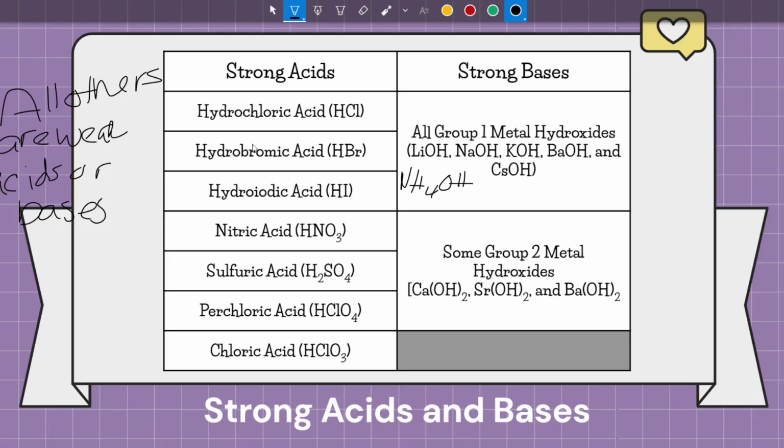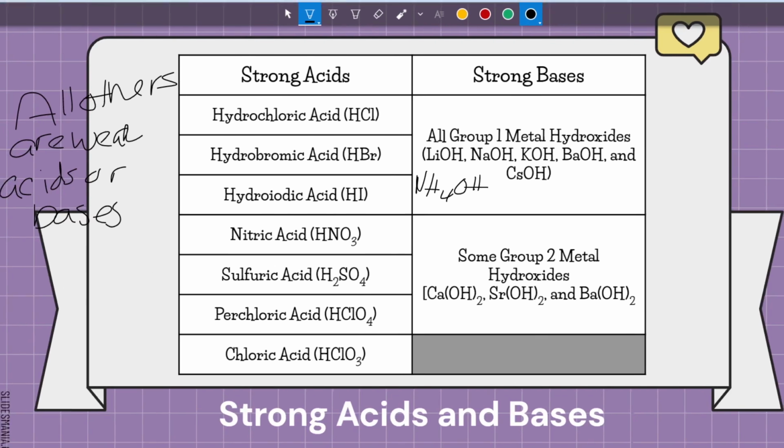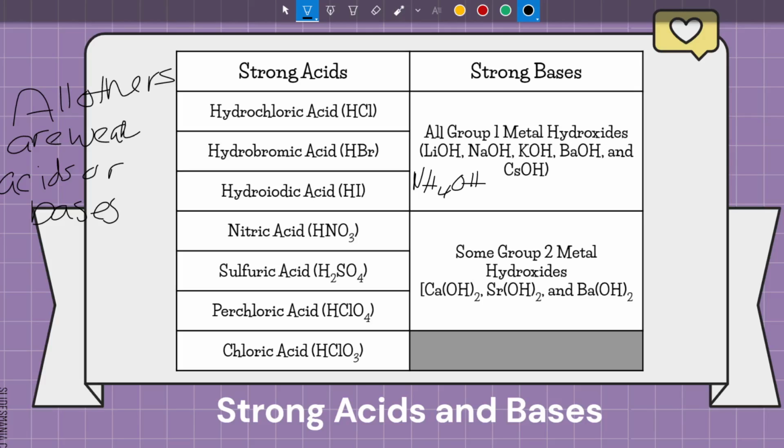So you have hydrochloric acid, hydrobromic acid, hydroiodic acid, nitric acid, sulfuric acid, perchloric acid, and chloric acid. If it's not one of these 7 acids, it's not a strong acid and it's considered weak. So yes, even our wonderful, joyous hydrofluoric acid, though very dangerous, is still considered to be a weak acid.